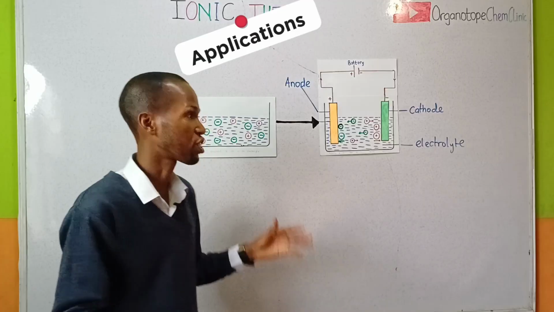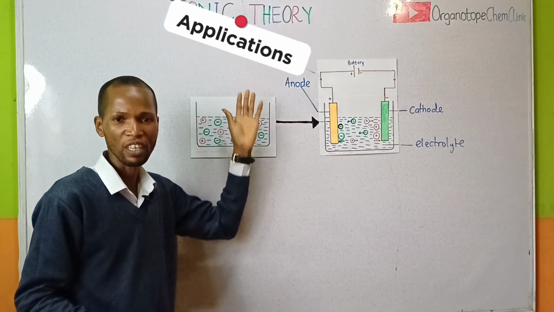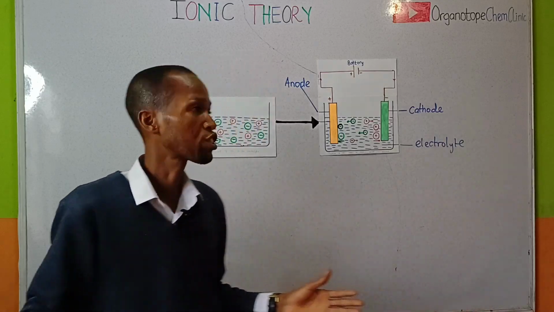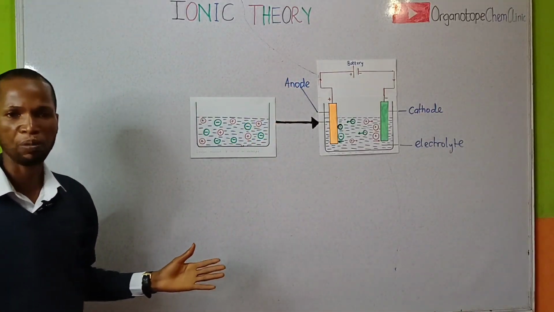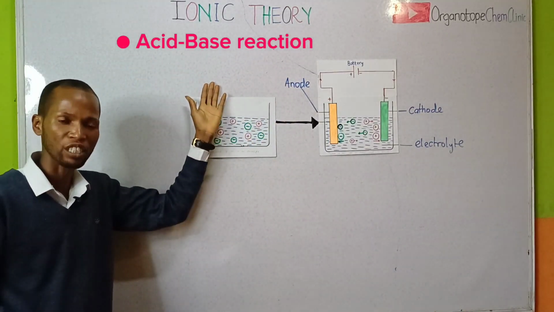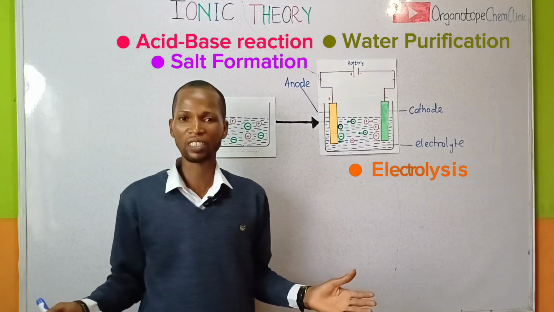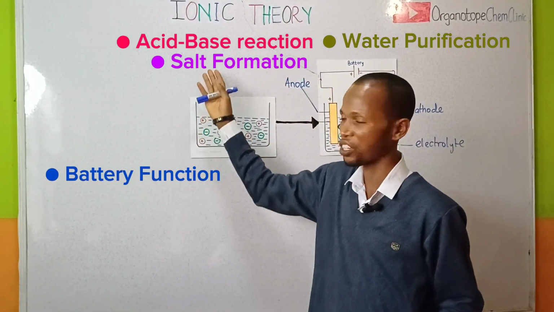What are the applications of ionic theory? Ionic theory is everywhere in chemistry. The knowledge of ionic theory is applied in acid-base reaction, salt formation, water purification, electrolysis, as well as battery function.